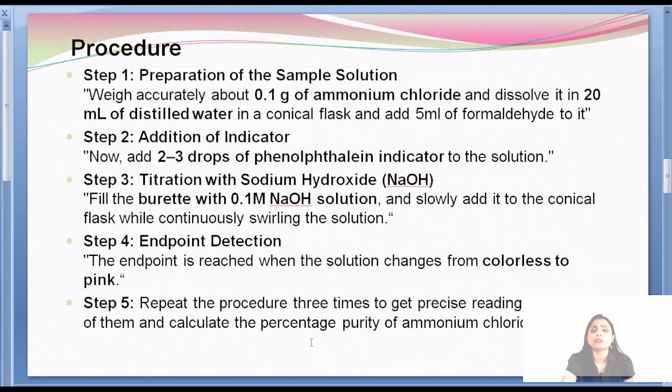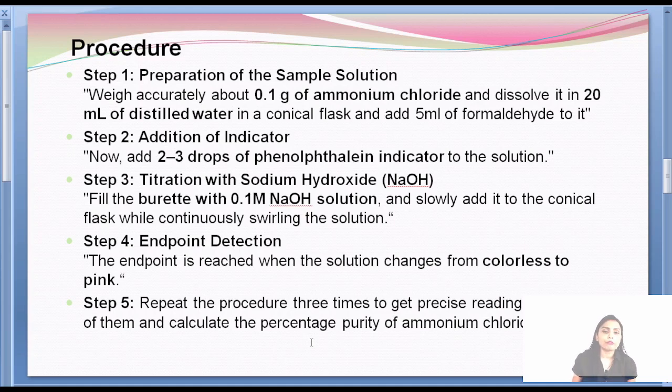Now, let's dive into the procedure. Initially we require the preparation of the sample solution. The sample we are taking is ammonium chloride. For that we require 0.1 gram of ammonium chloride, dissolved in 20 ml of distilled water in a conical flask, and we add 5 ml of formaldehyde to it. After adding the formaldehyde, we put 2 to 3 drops of phenolphthalein as an indicator into the solution.